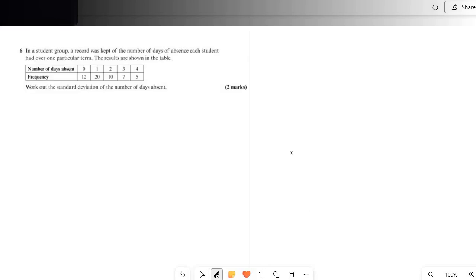For number 6, in a student group, a record was kept of the number of days of absence each student had over one particular term.